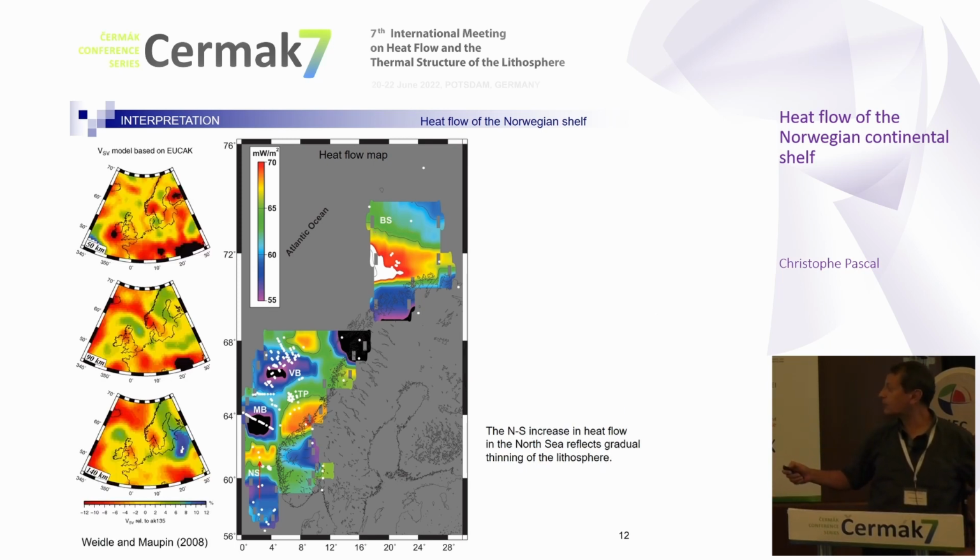Then we had other features that we tried to interpret thanks to other independent data. For example, we had that result that heat flow is increasing from this part of the North Sea going to the Norwegian margin, basically. And the interpretation we had, especially taking this tomographic model here, is that we were moving from a thicker lithosphere to a lithosphere that was thinner and thinner progressively to the north. That was our interpretation, so we think that it's a deep signal in that case.